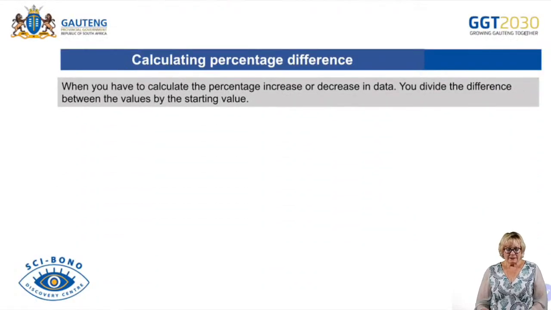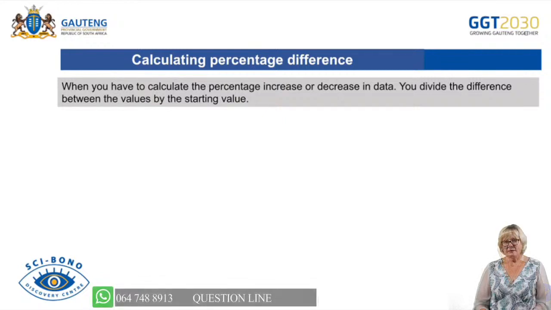So when you have to calculate the percentage increase or decrease in data, you divide the difference between the values by the starting value. I know, that's a mouthful. We'll go through it slowly.